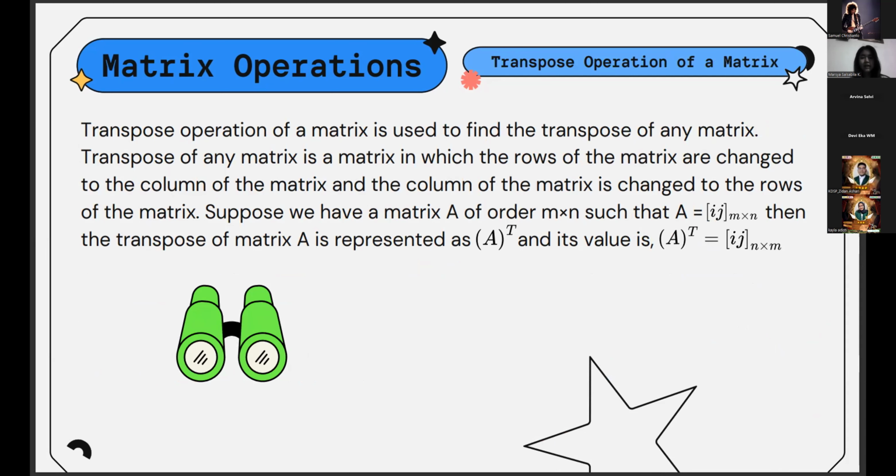And here there is the transpose operation of a matrix. The transpose operation is used to find the transpose of any matrix. The transpose of a matrix is a matrix in which the rows of the matrix are changed to the columns, and the columns of the matrix are changed to rows. Suppose we have a matrix A of order m multiply n, such that A equals [a_ij] m multiply n, then the transpose of matrix A is represented as A to the power of T, and its value is A to the power of T equals [a_ji] n multiply m.